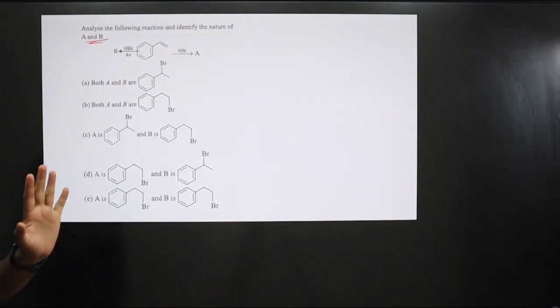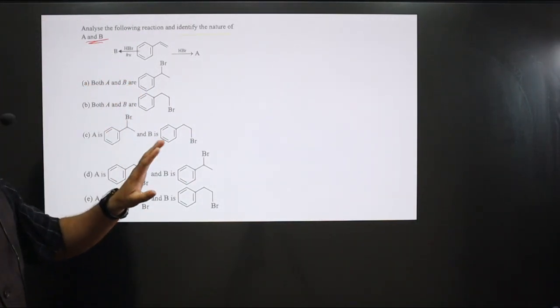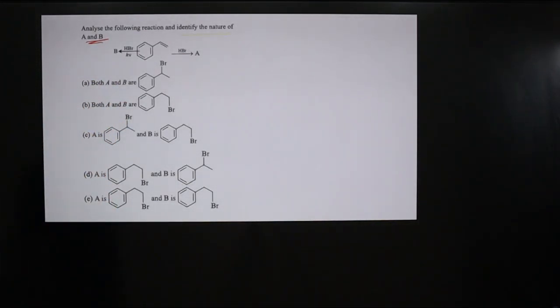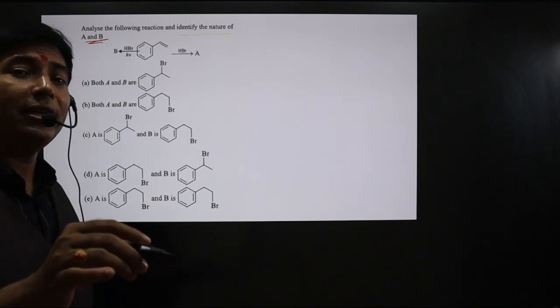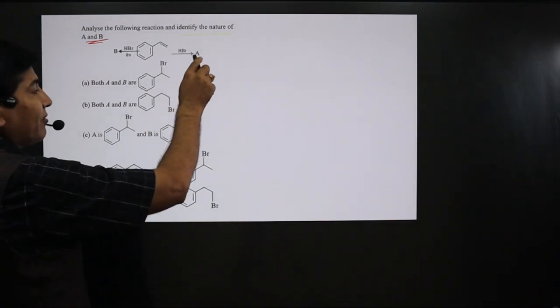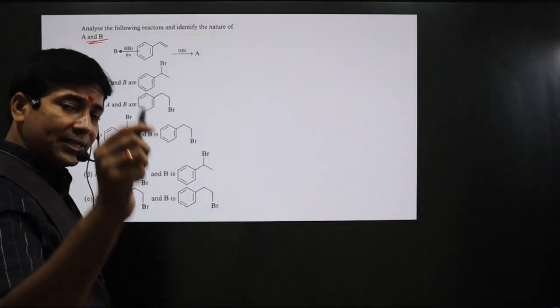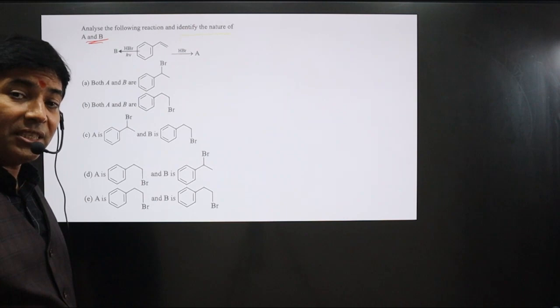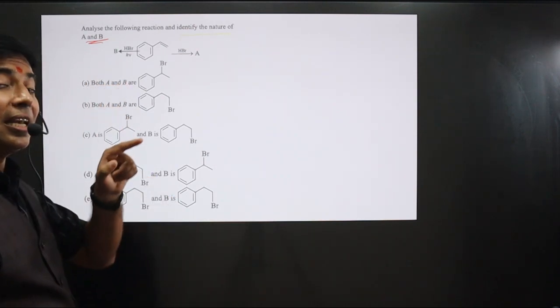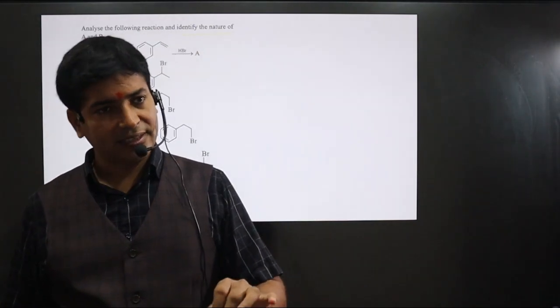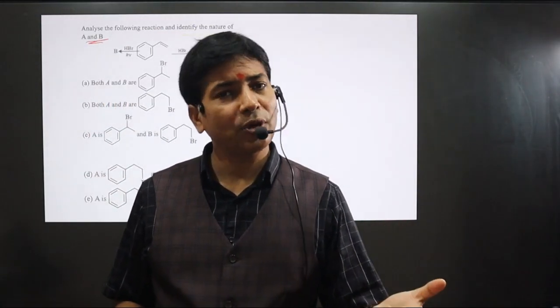Now you can see hν is there, and always keep in mind, if hν is there, the reaction takes place according to the free radical mechanism, and the free radical mechanism leads to the anti-Markovnikov rule. So the formation of A takes place according to the Markovnikov rule, and the formation of B takes place according to the anti-Markovnikov rule, because sunlight is there. Even if the peroxide effect is there, with HBr and peroxide, the reaction takes place according to the anti-Markovnikov rule.